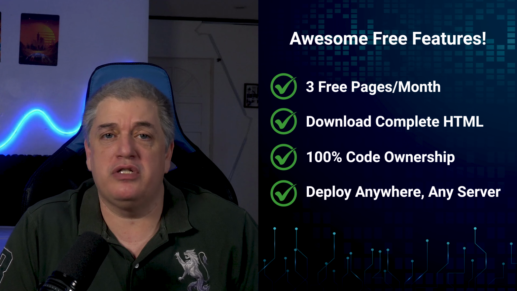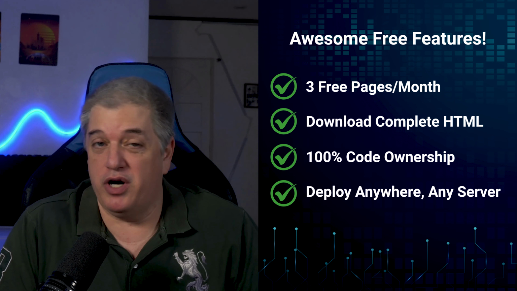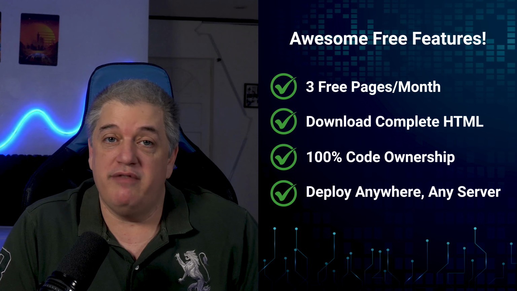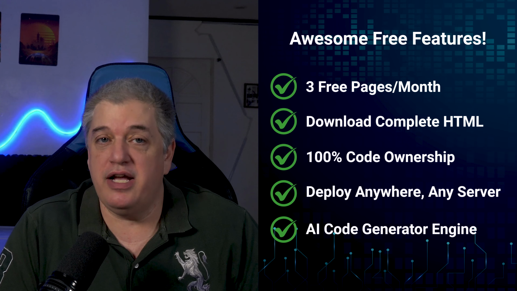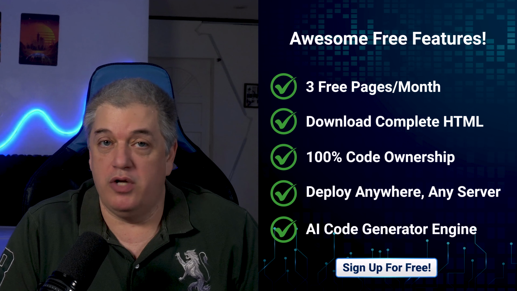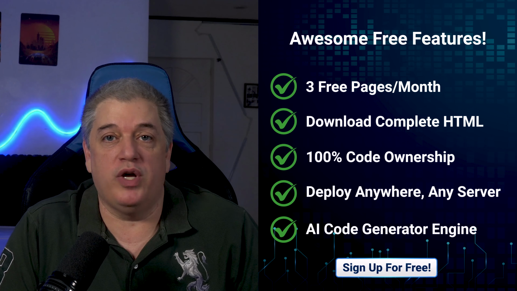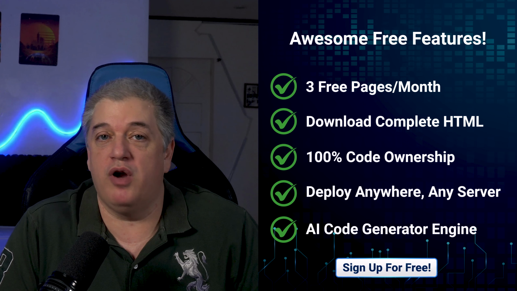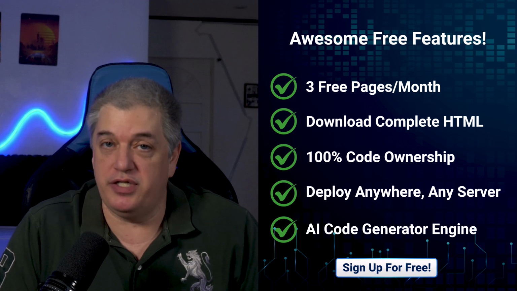The advanced features like the chatbot editor and the one-click hosting are part of the paid plans, but the free plan gives you the core engine. You get the AI code generator and you get 100% ownership of your code. So go sign up, take your own text, run it through the generator, download the HTML, and run your own page speed test. Find out for yourself.